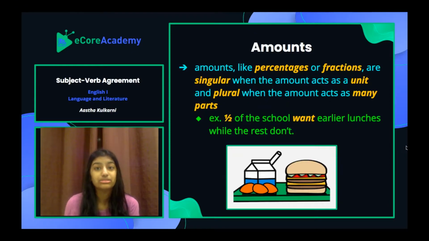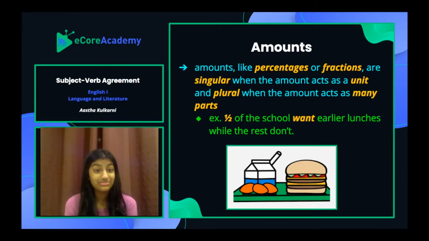Lastly, we have amounts. Amounts, like percentages or fractions, are singular when the amount acts as a unit and plural when the amount acts as many parts. So I just have one example here. One half, it's a fraction. "One half of the school want earlier lunches while the rest don't."